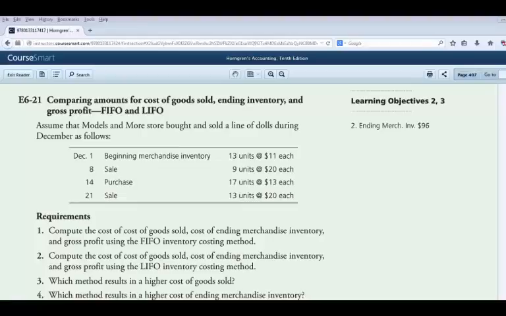Now let's look at exercise 21. It's on page 407 of your text. Here we're going to look at FIFO and LIFO again and actually calculating gross profit.